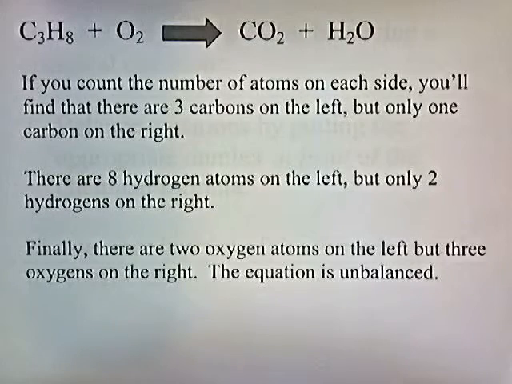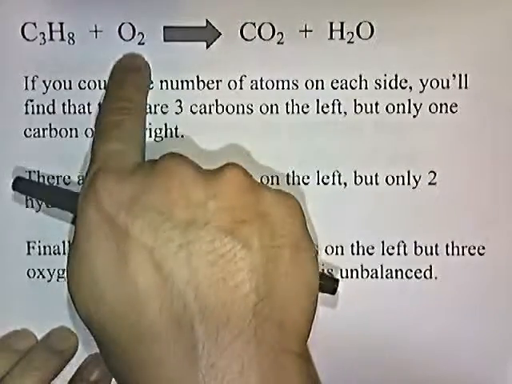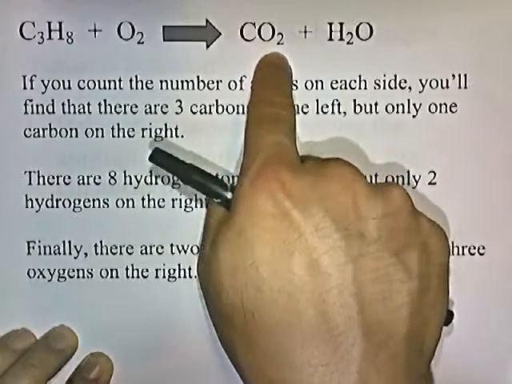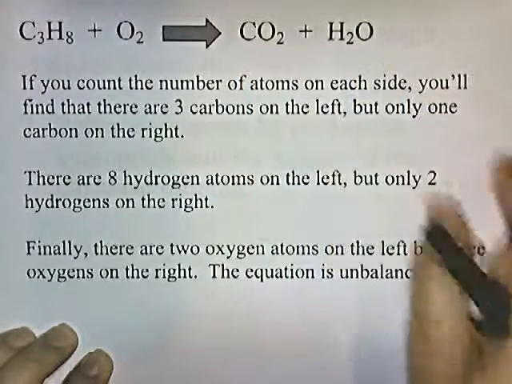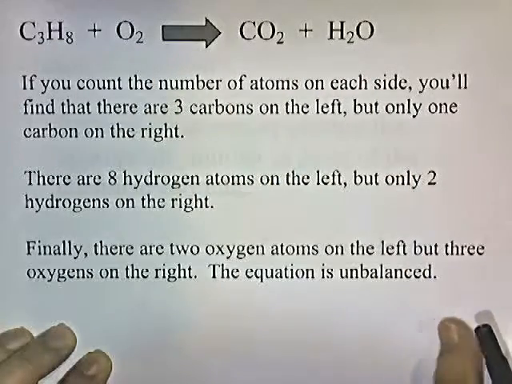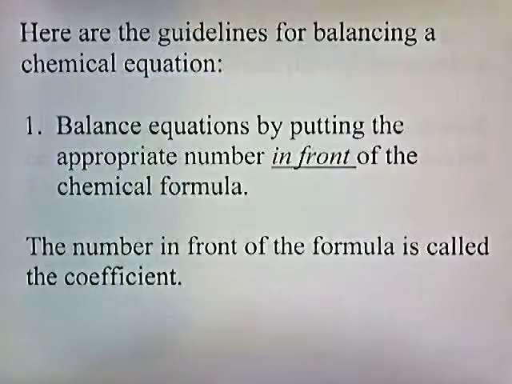And finally, there are 2 oxygen atoms on the left, but 3 oxygens on the right. So the equation as a whole is unbalanced. O2, 2 oxygens right here, and then 2 oxygens plus 1 oxygen gives me 3 oxygens. So we have 3 oxygens here and 2 oxygens there. So the equation is unbalanced.